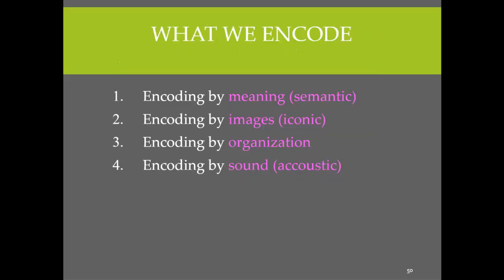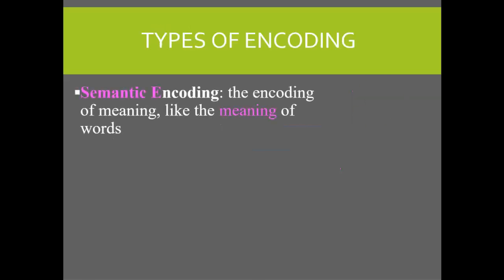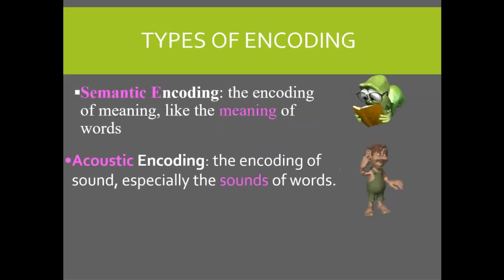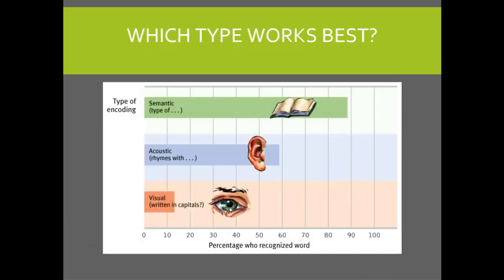We encode by meaning, and that's semantics. We encode by images, that's iconic. Organization, like if it's in a hierarchy, and by sound, which is acoustic. So again, semantic is by meaning, acoustic is hearing, visual is you can see it. The best way to remember is semantic, like you know why or what it means.